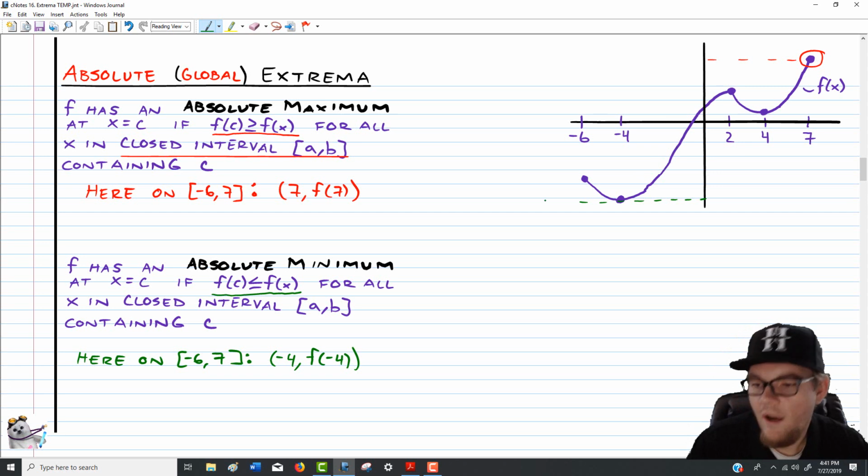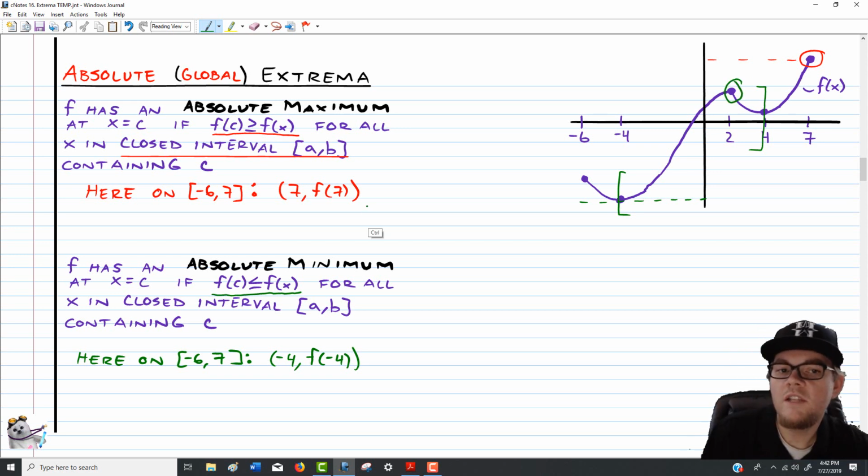Now a couple of things to point out. We chose the closed interval -6 to 7 just to focus our attention. But if I'd started in a different location, we could have changed that value. In particular, if I wanted my closed interval to run from -4 to 4, then our absolute minimum would be the same. It'd be at -4. But our absolute maximum in that case would be at x equals 2. So the interval does matter as well.